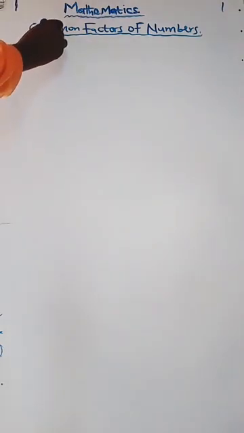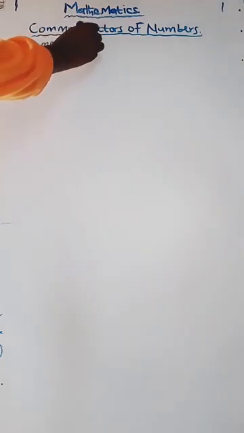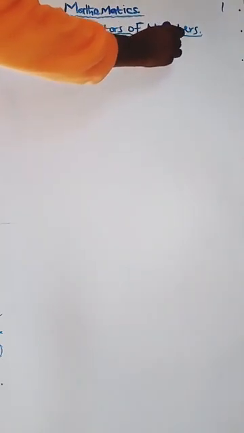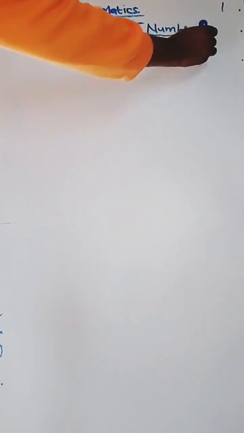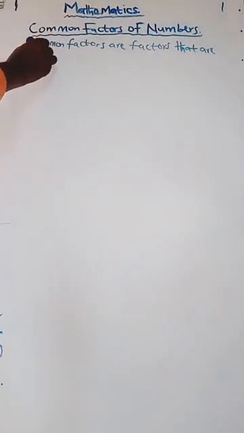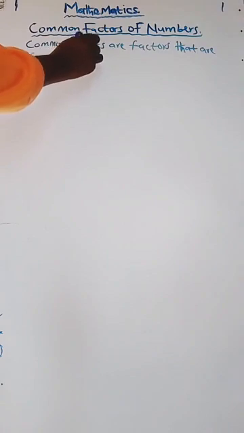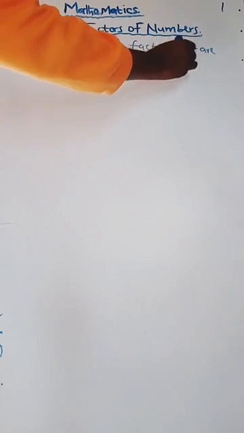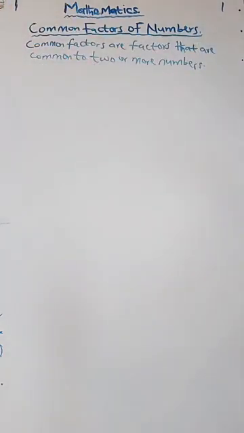Common factors are factors that are common to two or more numbers. That's a simple definition of common factors. Common factors are factors that are common to two or more numbers. So, if you need more insight on factors, you can watch our last video on factors of numbers in mathematics.